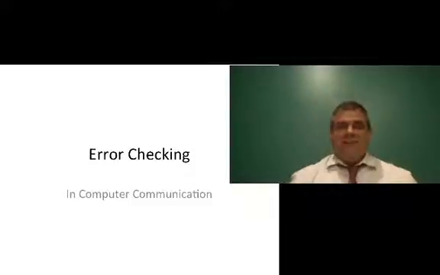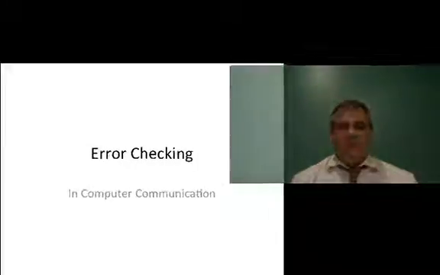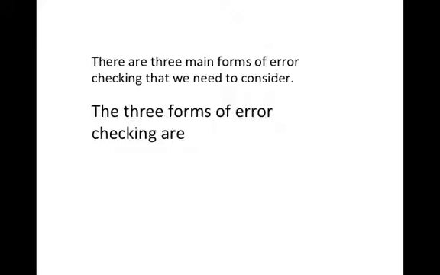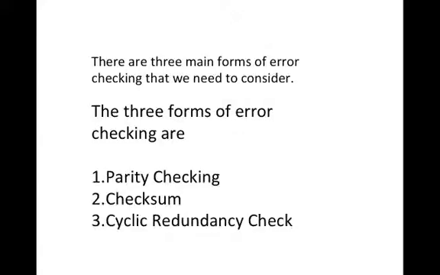Today the video that you're going to watch is all about error checking in computer communication. So let's get right to it. There's three main forms of error checking that you need to know about for the HSC. These are parity checking, checksum, and cyclic redundancy check. Now we're going to look at each of these in turn.